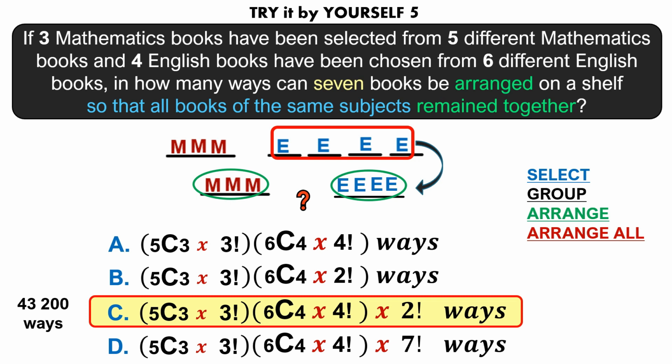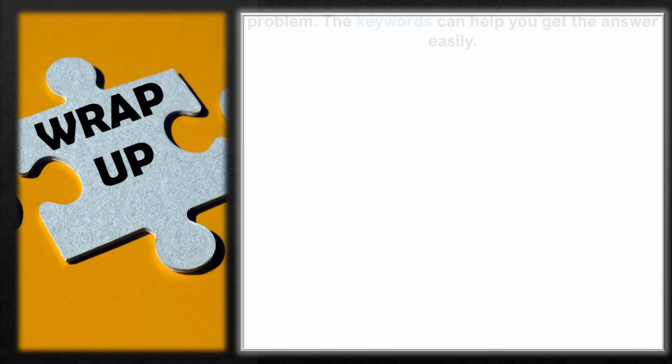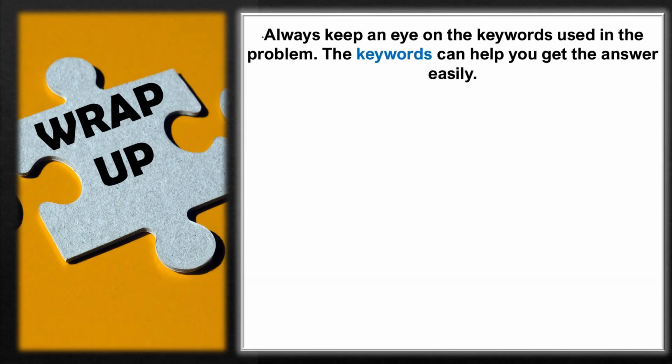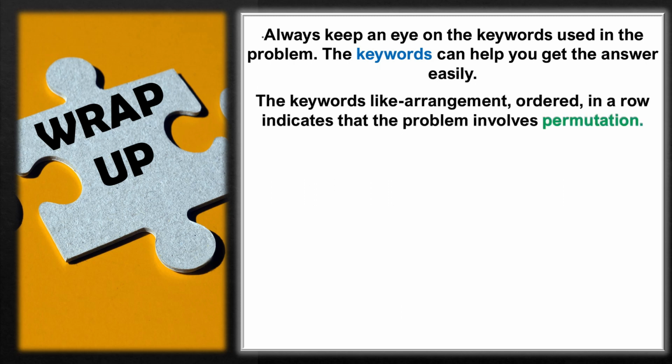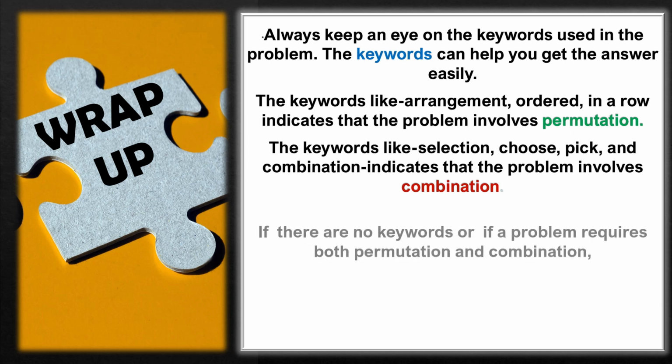Now, to end, let me wrap up everything in these lessons that might be useful to you. Always keep an eye on the keywords used in the problem. The keywords can help you get the answer easily. Keywords like arrangement, ordered, in a row indicate that the problem involves permutation. Keywords like selection, choose, pick, and combination indicate that the problem involves combination.